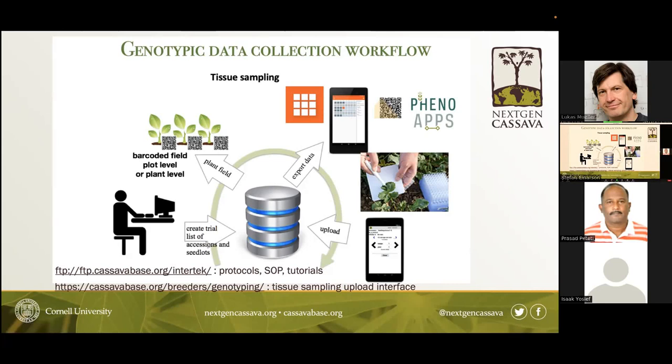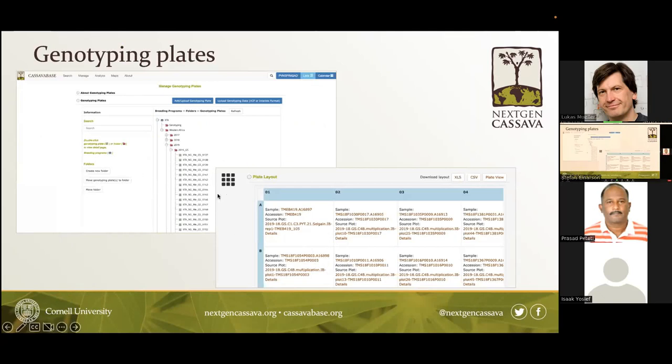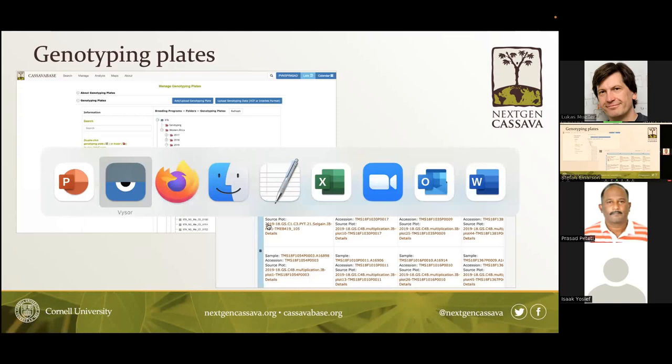plant. Once you have that information, we upload it back to Cassava base so that you have an exact track of the content of that genotyping plate sent to the genotyping facility. Okay, so this is how the genotyping plates look like. Let me quickly show you that.